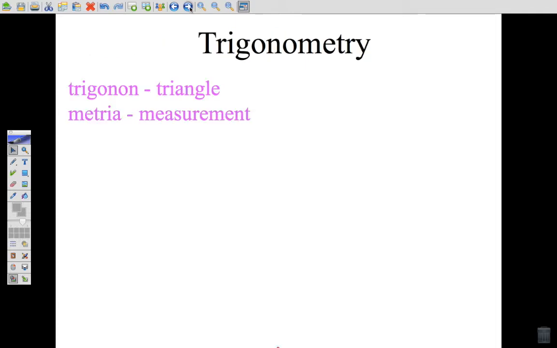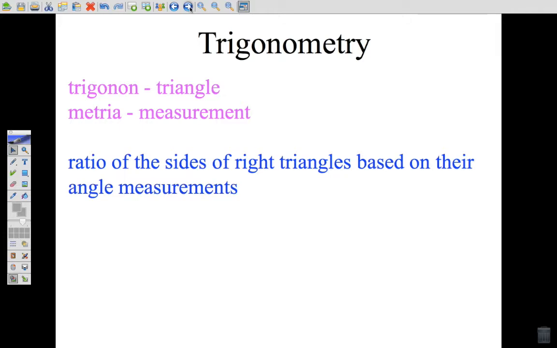Trigonometry is made up of two words: trigonon, which means angle, and metria, which means measurement. So we are really looking at how to measure angles, or how to get the measurement of certain angles, but more specifically, the side lengths. Trigonometry is about the ratio of the sides of right triangles, and it's all based on their angle measurement.